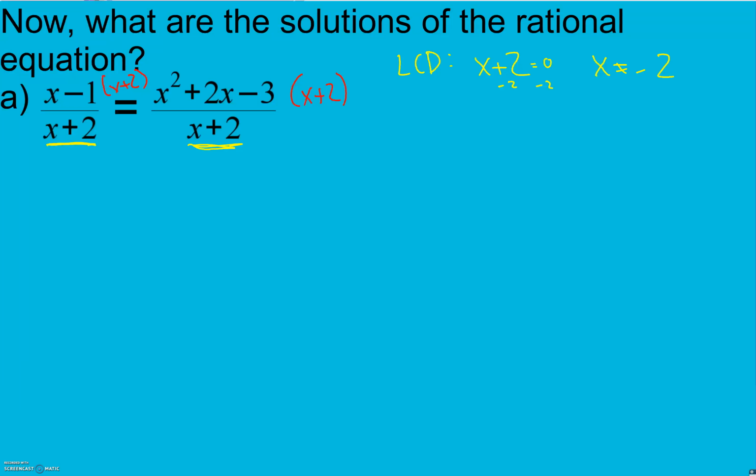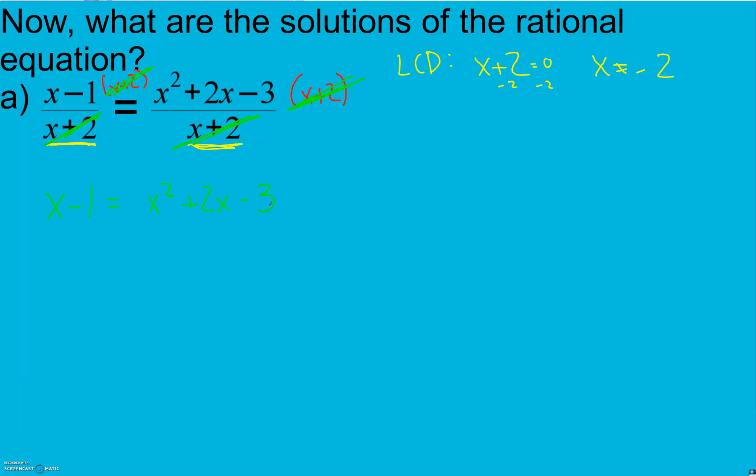Again, the idea there is that if I multiply both sides of my equation, it stays equivalent, and I can simplify. X plus 2 divided by x plus 2 is 1. X plus 2 divided by x plus 2 is 1. All I have left is x minus 1 equals x squared plus 2x minus 3.